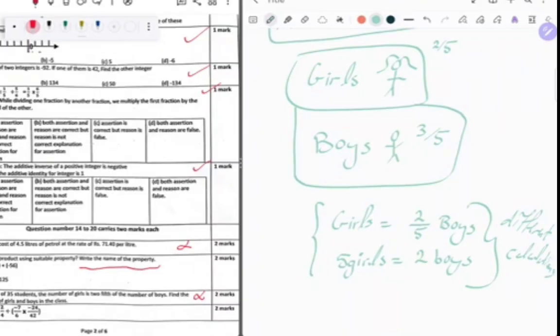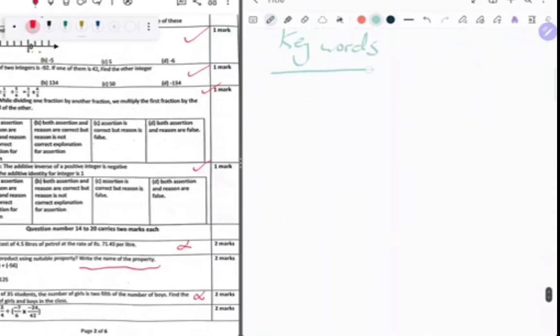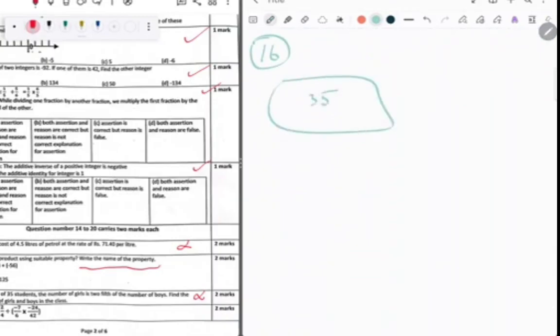When do I use 2/3 or 2/5 or 2? There are key words that we need to use first. Let me give you some good examples first. Number 16. Let's start again with number 16. Show the room with the 35 people.